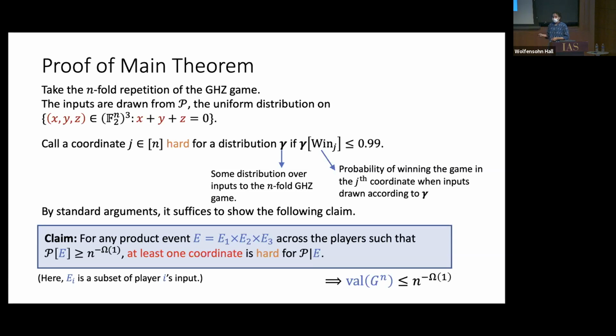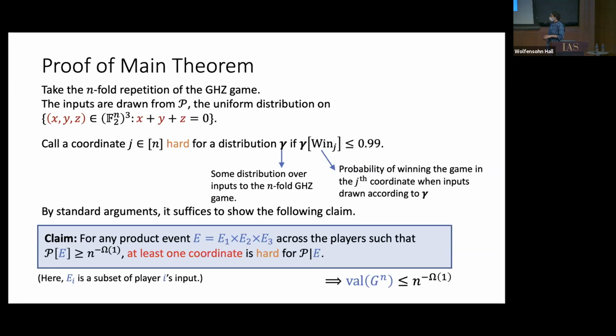Once you have this claim, it would imply that the value of the n-fold GHZ game is at most n to the minus omega 1. So this claim actually is slightly stronger than what I stated. If you're able to prove this statement for events of even smaller measure, then you'll get the corresponding bound on the value of the n-fold parallel repetition of the GHZ game. So originally our goal was to show that solving all coordinates is hard. Now our goal is to show that solving some coordinate is hard, but for the distribution P conditioned on E, where E is a product event across the players of not too small measure.